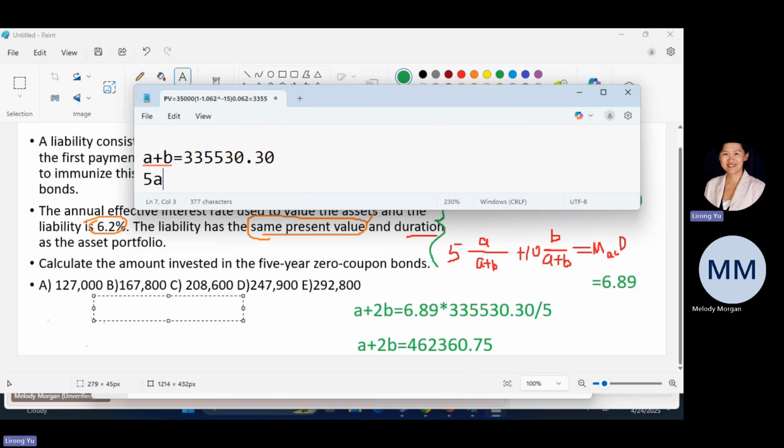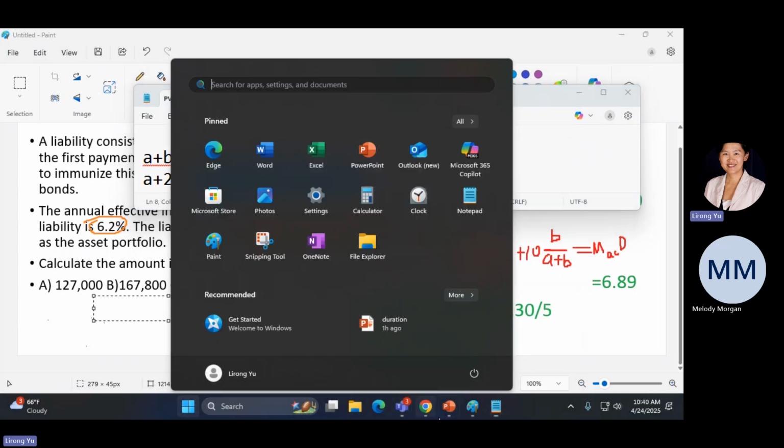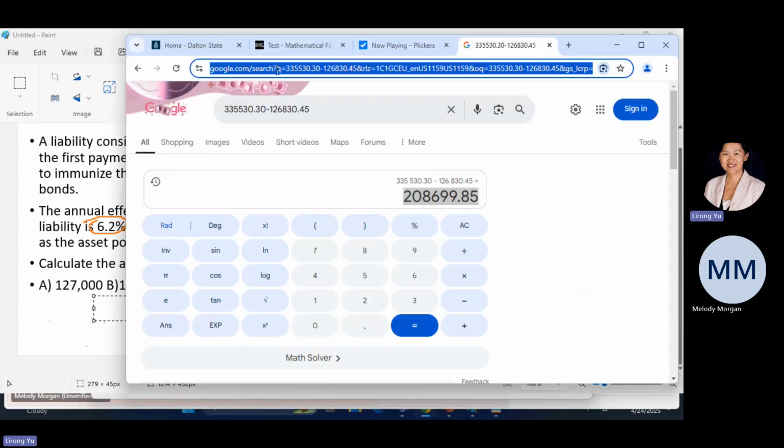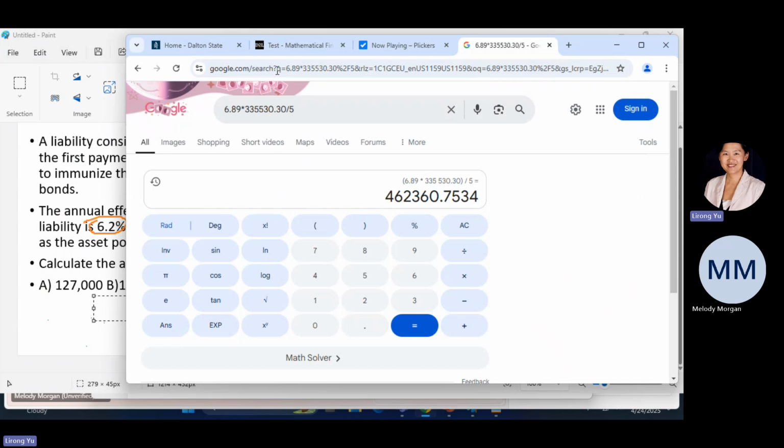5A plus 10B is equal to 6.89 multiplied by. Okay, and then divide by 5, it will turn this into 8 plus 2B. I still don't realize what was the calculation error. Might be an accuracy thing because it's essentially not 6.89. There's a few decimals more than that.